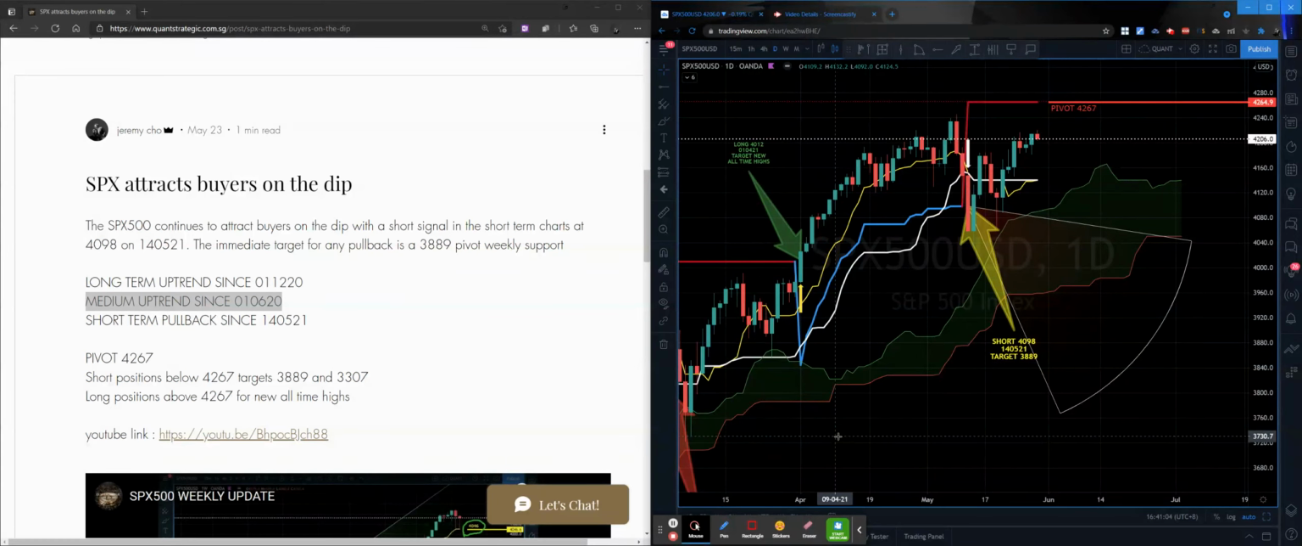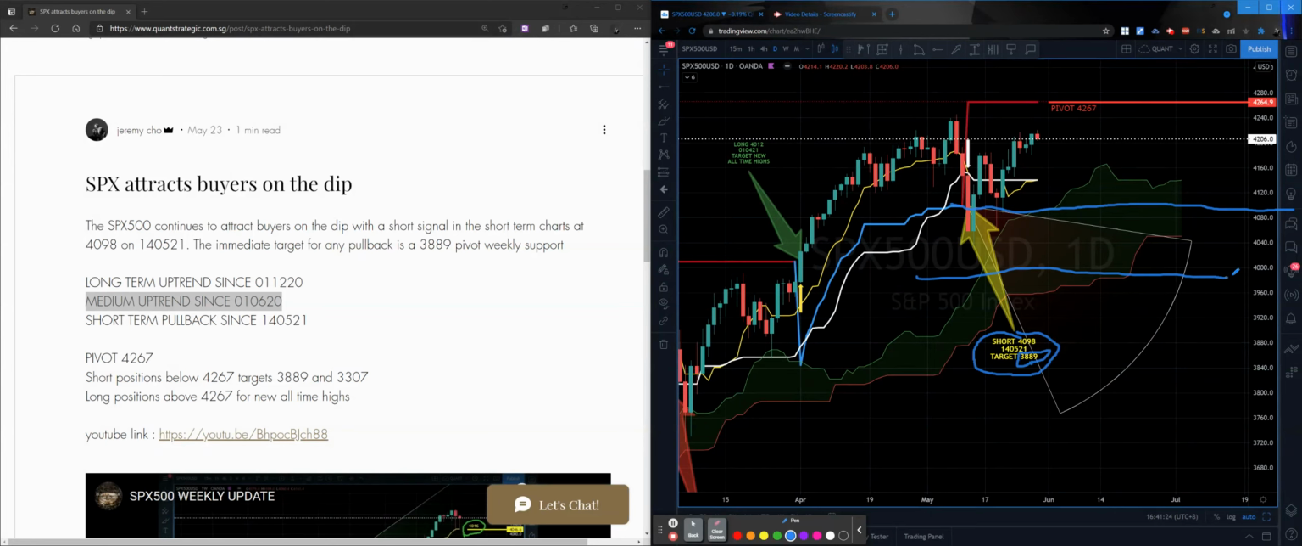So on the daily chart, you can see that a short signal was issued on the 14th of May, 2 weeks back, at a level of 4098, targeting 3889. If you remember that magic number on the weekly charts, it was the pivot support. Now, it did not hit this particular level. It bounced up, all right?